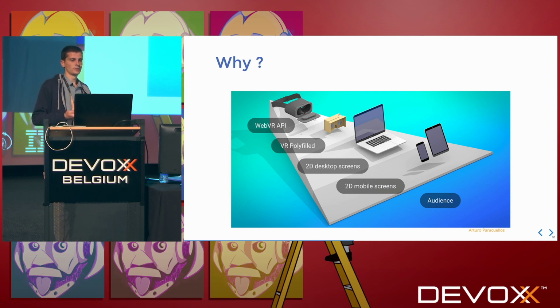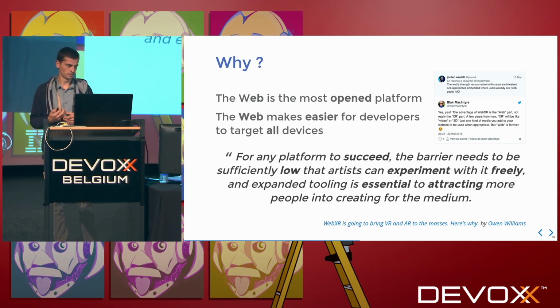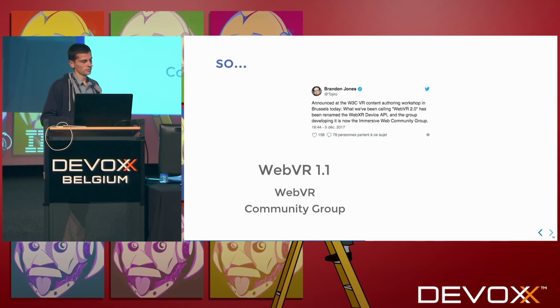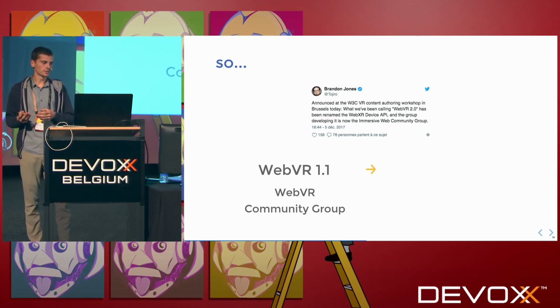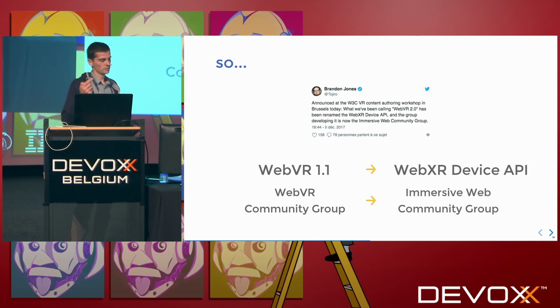They were very convinced that the web is a good platform for bringing this kind of experience more easily, because you can target all devices in a more efficient way. So at the end of the year, they decided to rename the API to WebXR to bring VR and AR into the same API, and the community group was renamed the Immersive Web Community Group.